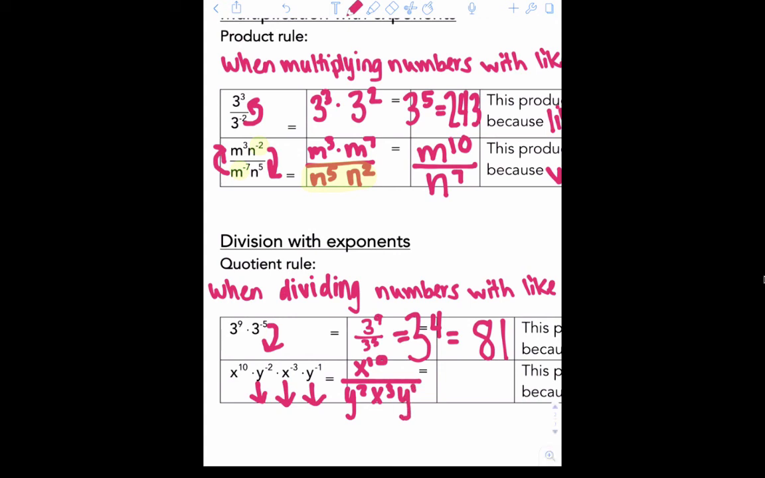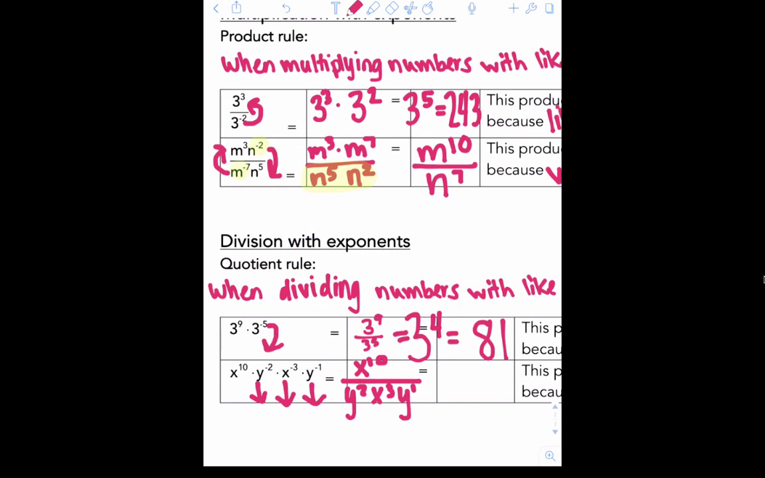Now that 1 does not have to be there, because y by itself would have an understood 1 as an exponent, but it will help if you keep it there for now so that you can more easily add your exponents.